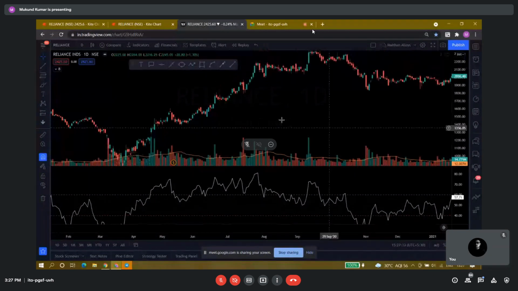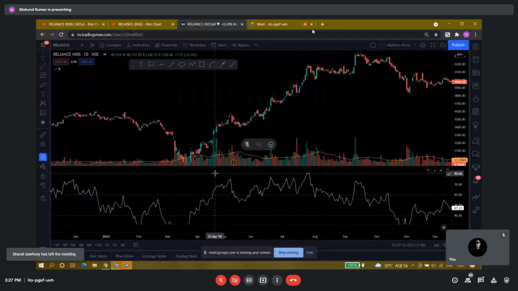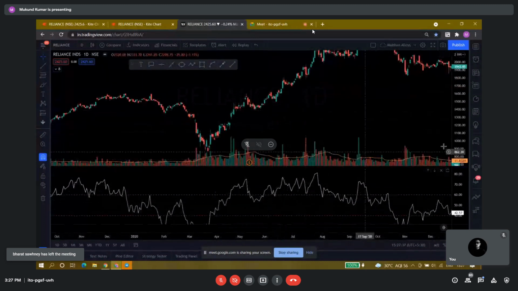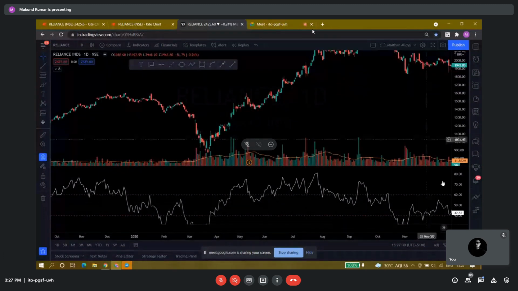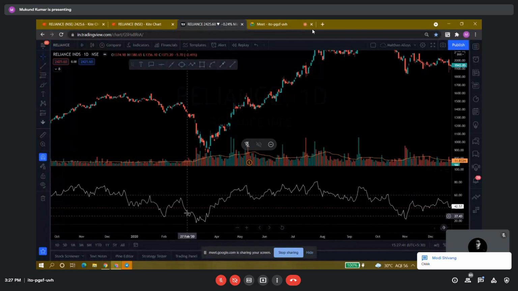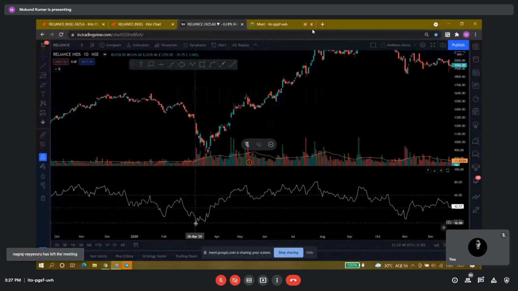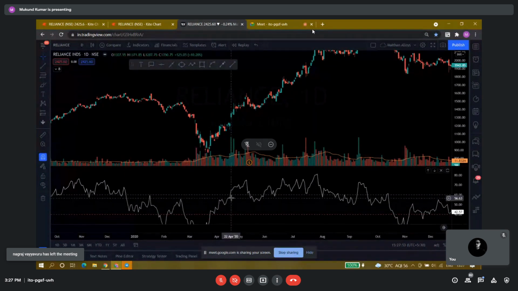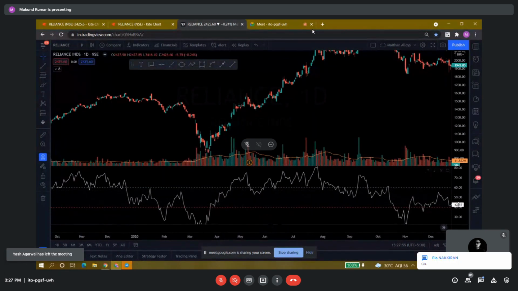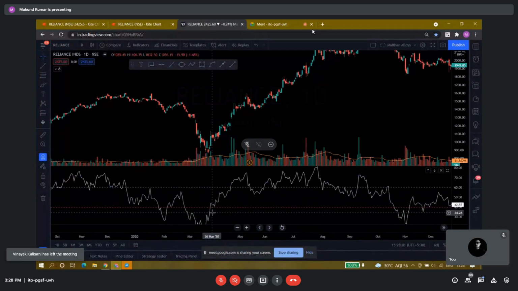You can see that the stock was in a bearish mode, in a downtrend, because it had already broken the 40 levels here. The stock moved up. So this is a very good zone to understand different things. The stock was in a downtrend, and then it moved up above 40 levels.